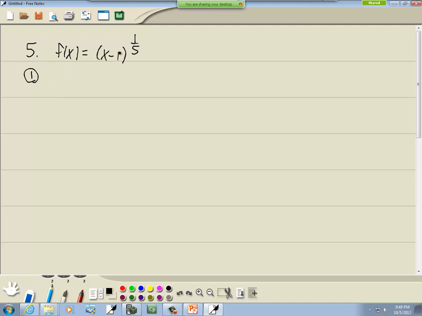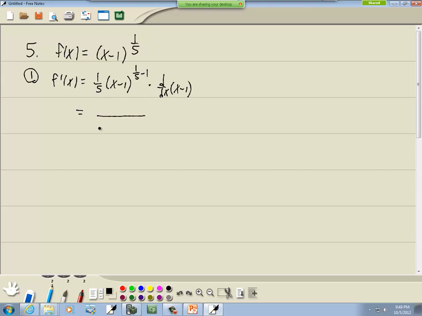This is the chain rule. We've got parentheses to a power. So to find our derivative, we take our power, put it out in front. What's inside the parentheses remains as is. Lower our power by 1. And then you multiply it times the derivative of what's inside the parentheses, which is x minus 1.